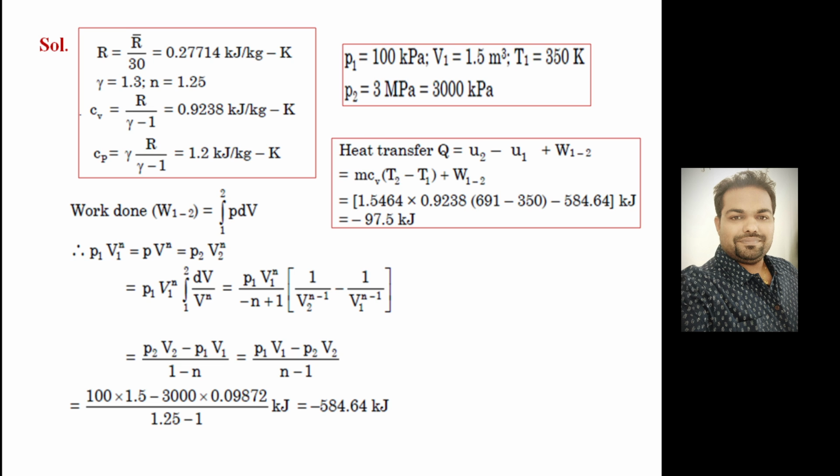Next one is heat transfer. Heat transfer is equal to U2 minus U1 plus W12, and W12 you already calculated, and U2 minus U1 is equal to m Cv (T2 minus T1). T1 is given, so you can substitute the value and you can calculate.